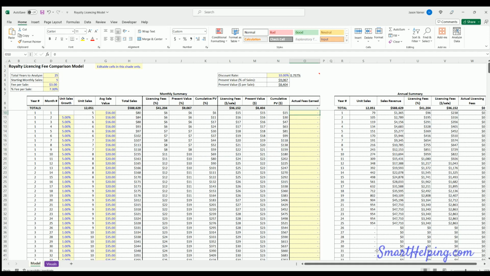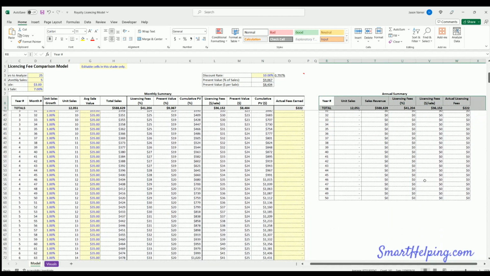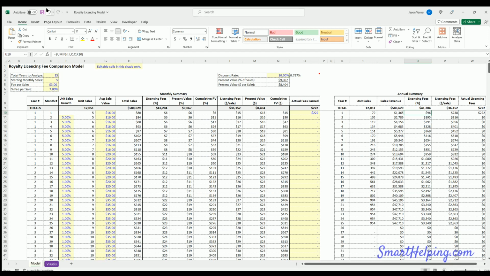And then you can put in your actuals here to compare if you wanted to. And then that will also show on the annual comparison here. So you can see actual, dollar per sale version, percentage version, and then unit sales and sales revenue. So this is your main summary look here, where you want to get a high level look at what's happening on the monthly. So this template is pretty simple, but I think very useful for anyone in royalty licensing analysis.